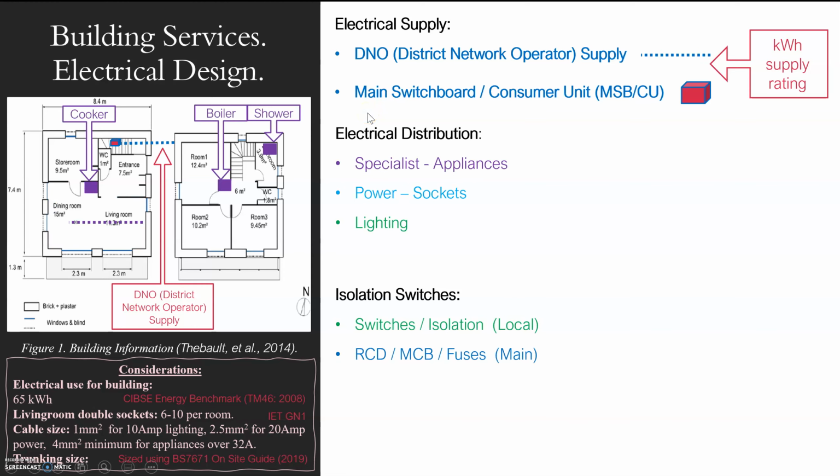Okay, then we look at distribution. So we move on to looking at cookers, boilers, showers. Now they are specialists. They're appliances that may have different ratings and may require different energy use at different times of the day. Okay, and then we've got our power sockets, which we call general power.